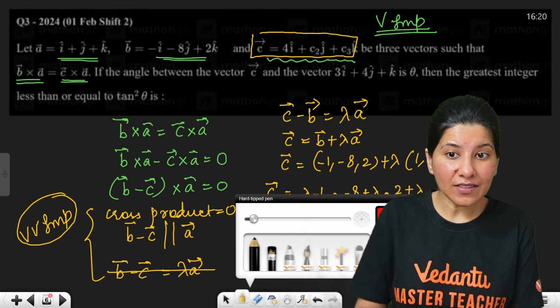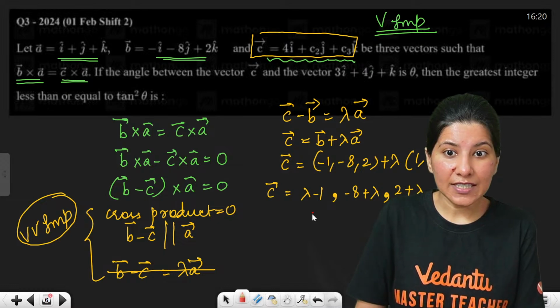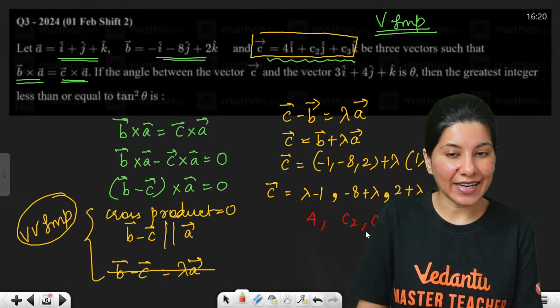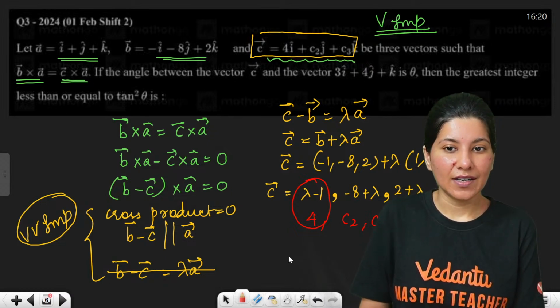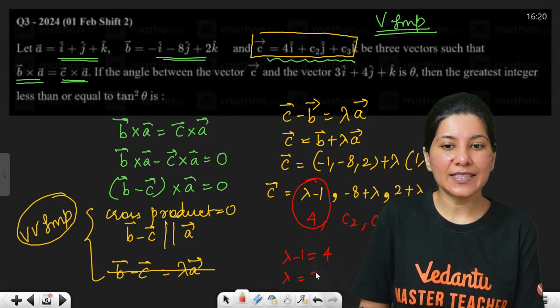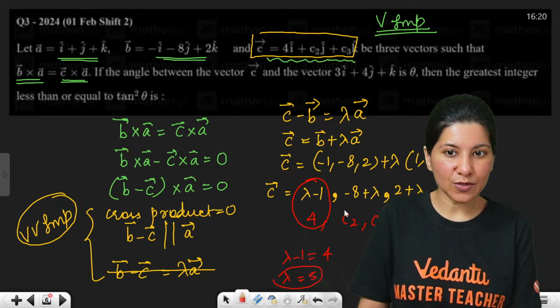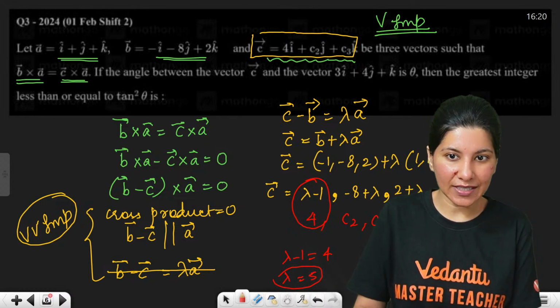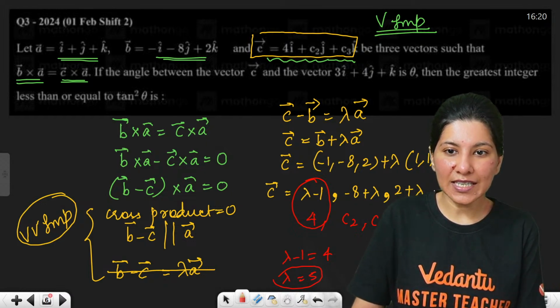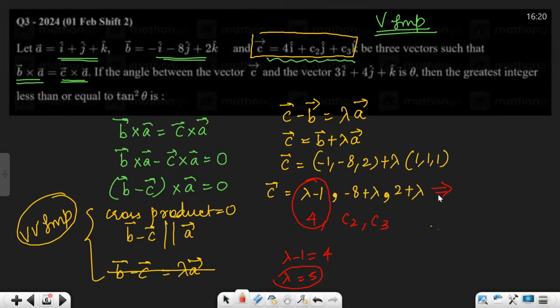Now your C vector, can you see? It is given in the question. It is 4 comma C2 comma C3, right? So now you can just compare. Lambda minus 1 is giving you 4, so lambda is 5. The moment you get lambda equals 5, you will get complete C vector, right? So lambda is 5 means your C vector is becoming 5 minus 1, 4, and minus 8 plus 5. So 4 comma minus 3 comma 7. This is your C vector. Now what are you looking for? You are looking for angle between C and this vector.